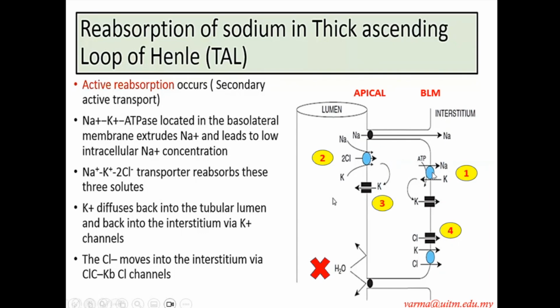So the sodium potassium ATPase pump keeps the sodium concentration low here. The potassium channel, by diffusing potassium back into the lumen, maintains a low potassium concentration, and the chloride channel in the basolateral membrane, by reabsorption of chloride, maintains a low chloride concentration. Thus, this importer will passively diffuse these three solutes down the concentration gradient. The chloride moves into the interstitium via these chloride channels as well. Remember, the thick ascending loop of Henle is not permeable to water. So water is not being reabsorbed in the thick ascending loop of Henle.